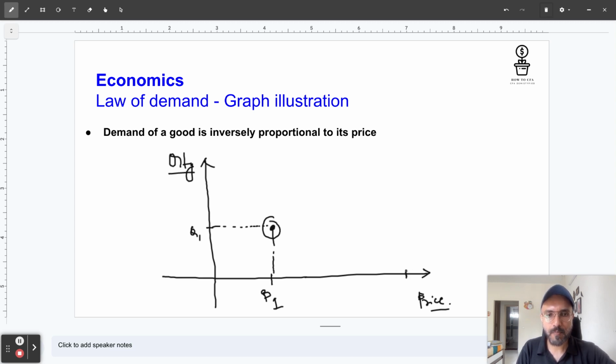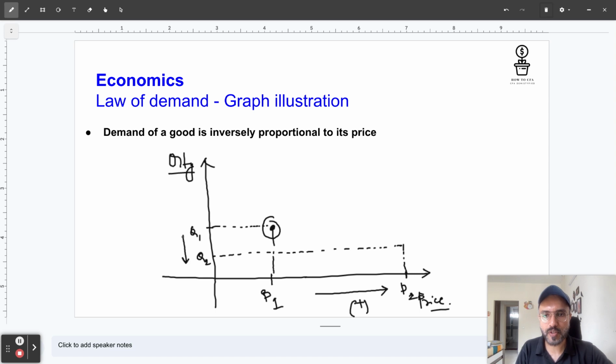Now say if the price increases to P2, which is a higher price. So you see, price has increased, so I will denote it with a plus sign, from P1 to P2. And in that case, what has happened? Your demand has gone down. You see, the quantity is Q2, which means your demand has moved down. It is negative.